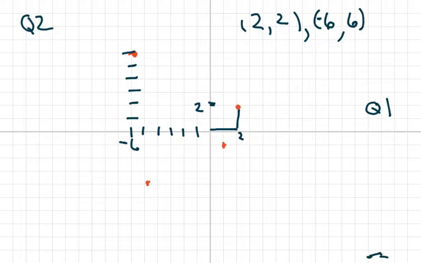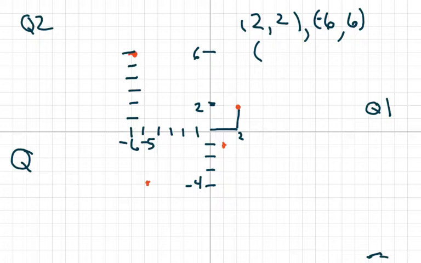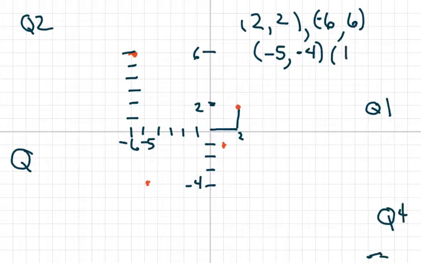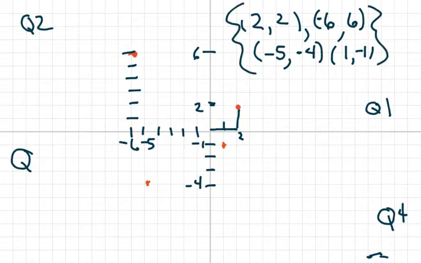All right, and in quadrant 3, I'm going over to negative 5 and then down 1, 2, 3, 4. That would be negative 4. So this would be 6 up here. So negative 5 is your X, and Y is negative 4. And then for quadrant 4, it's 1, negative 1. All right, so that's your set of ordered pairs.